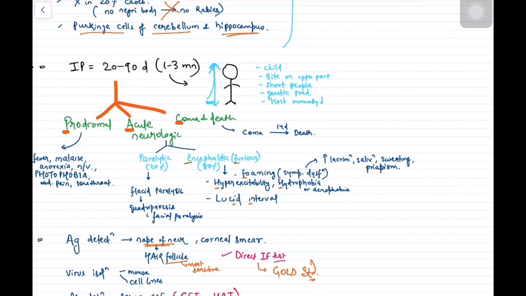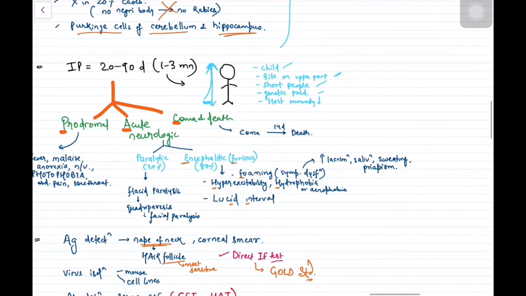So if it is a child or the bite is on the upper part like the head, neck or the upper limbs, or the person is a short person, or he has genetic predisposition, or the host immunity is very low, in that case the incubation period will be even shorter.